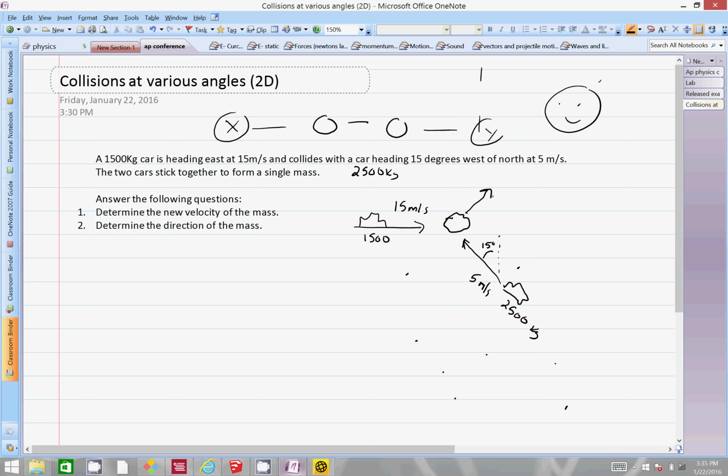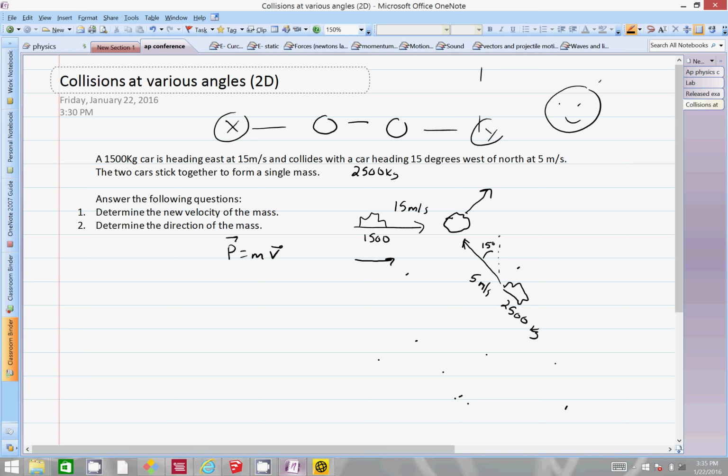So first things first, let's do the momentum of each car first. This guy has momentum equals mass times velocity. Now I'm going to do momentum first, but you don't have to. You can leave it in velocity if you want, and then simply multiply it times mass afterwards. But momentum being a vector, like the velocity vector, we can do this before or after.